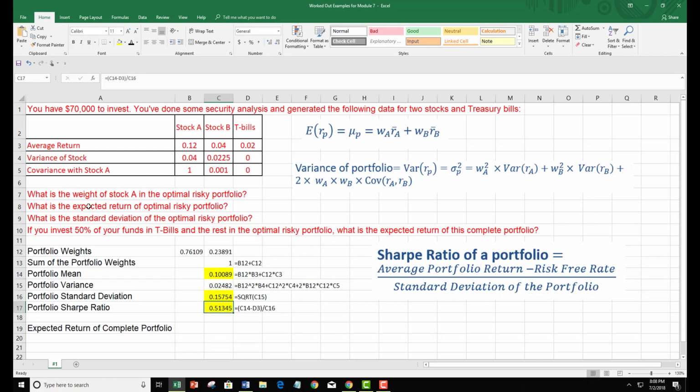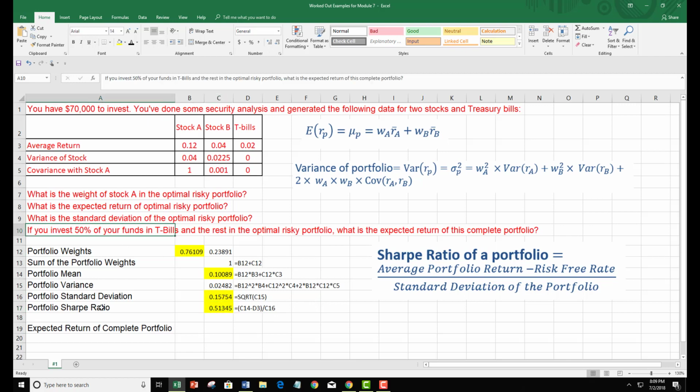Now what is the weight of stock A? It is 0.76, right? That's the answer. Second question is, what is the expected return of the optimal risky portfolio, which is 0.10089. And the next question is, what is the standard deviation of the risky portfolio, which is 0.15754, right? So that is given.